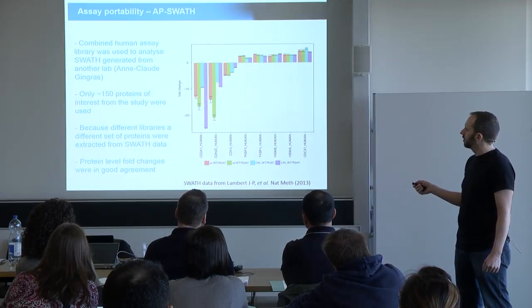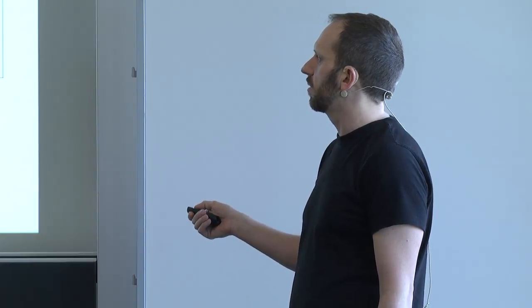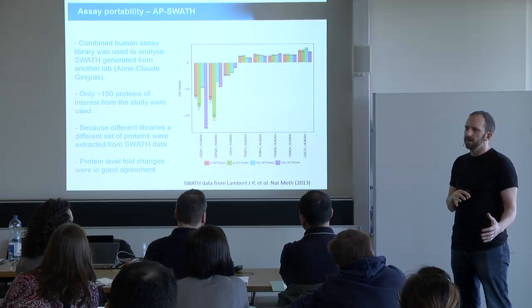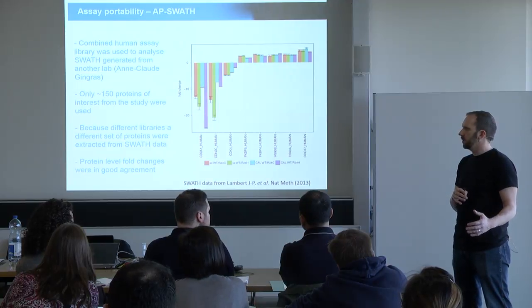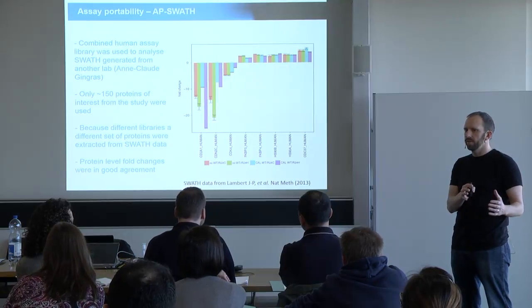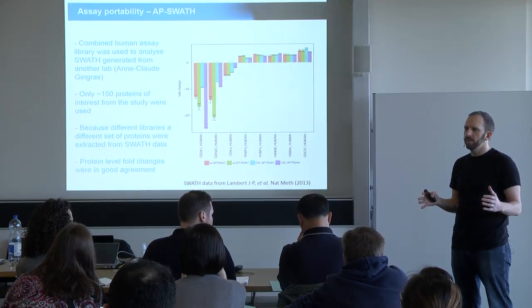And in these ones where the fold change is very large in the negative direction, this is probably a presence-absence case where it's present in one sample but not in the other sample. The other explanation for why we don't get exactly the same results is that we don't have exactly the same peptides in our assay library, right? So she identified for a given protein a different set of peptides than we did.